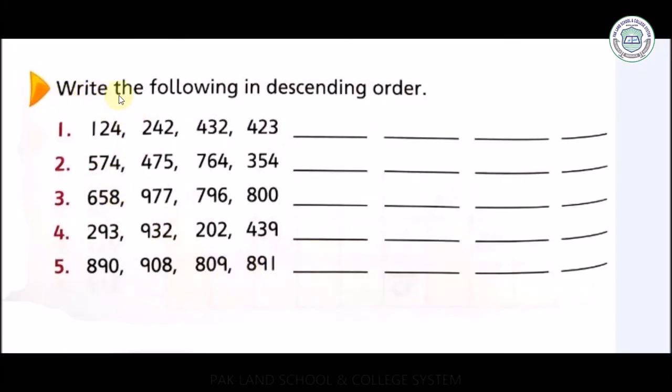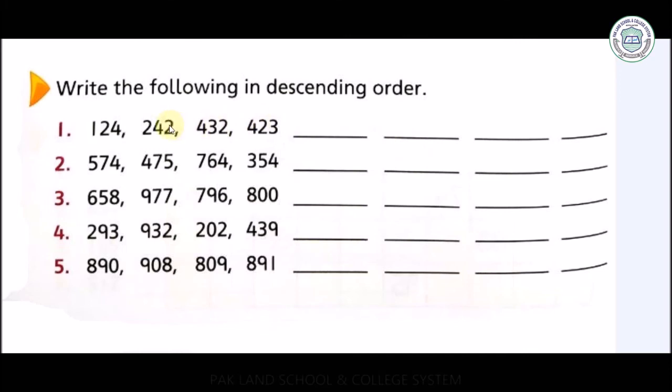The next topic: write the following in descending order. So you have to arrange these numbers in descending order. First example is 124, next is 242, the third is 432 and the last number is 423. The biggest number in these is 432. So we write the first number as 432. The next number which is smaller than 432 is 423. So we write the second number as 423.